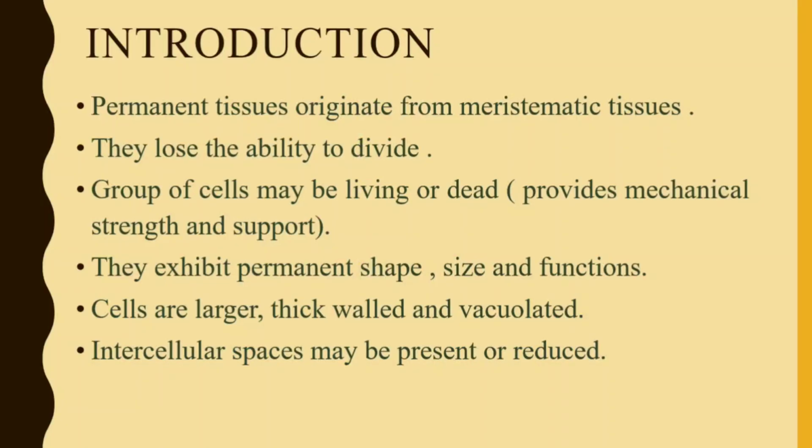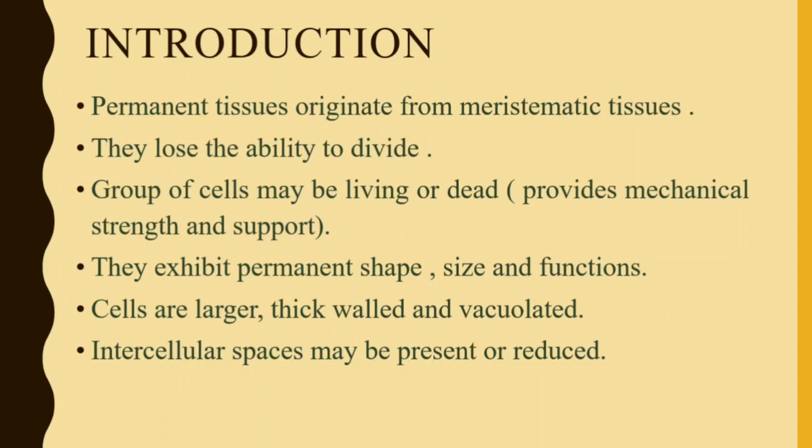Introduction. What are permanent tissues? How have they come about? The permanent tissues originate from the meristematic tissues. As the new cells of meristematic tissues mature, they give rise to permanent tissues. Permanent tissues lose their ability to divide and redivide. Rather than division, they are mainly responsible for storage and providing mechanical support and strength.